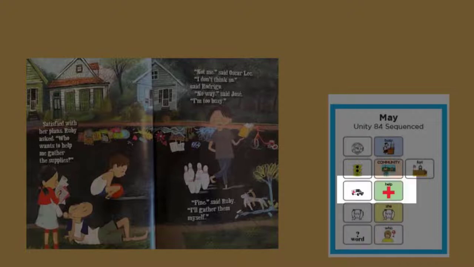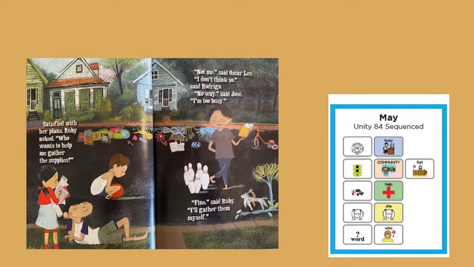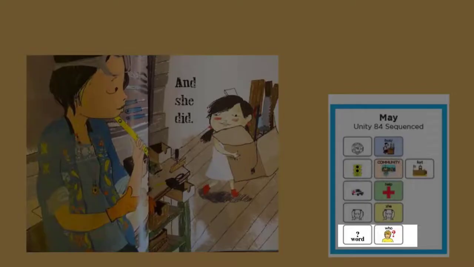Ruby asked, "Who will help me?" No one will help her. They all say they're too busy. I guess she will have to do it all by herself. Do you think those boys are really too busy to help her? And she did. Looks like someone is helping her. I wonder who that is. Maybe it's her mom.